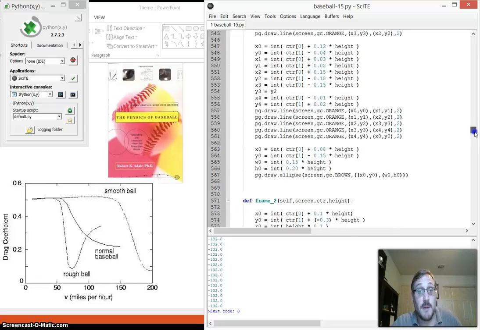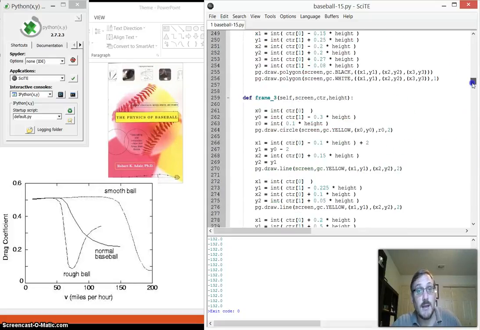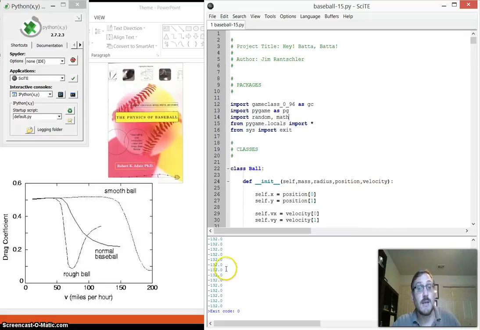Now, I may fail in the next one. I think we've got everything we actually need to do in the picture. So I'll come back and I'll try to do the air resistance and see if that actually works out.